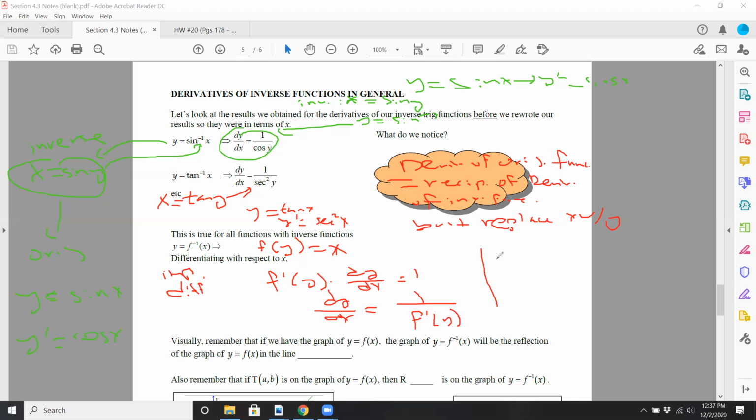Where, of course, if y equals f of x, then dy over dx will be f prime of x. And because both these equal dy over dx, we could safely say that f prime of x equals 1 over f prime of y.